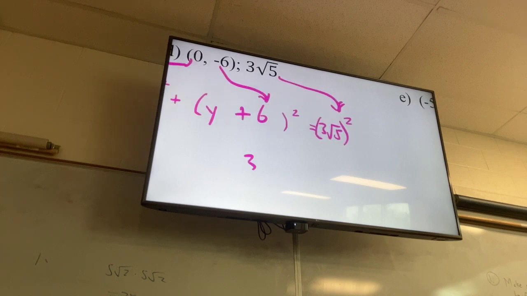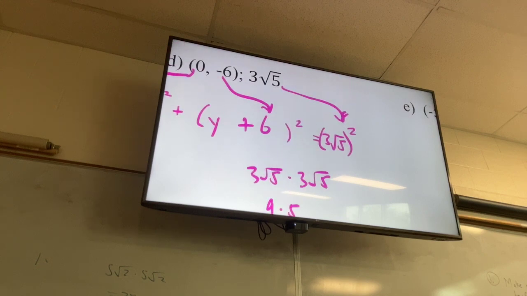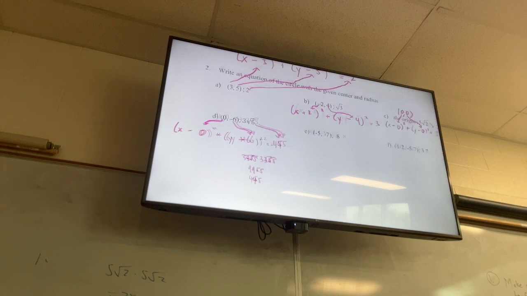Alright, 3 root 5 times 3 root 5, what's that? 9 times 5, which is 45. Yeah, get rid of the square.